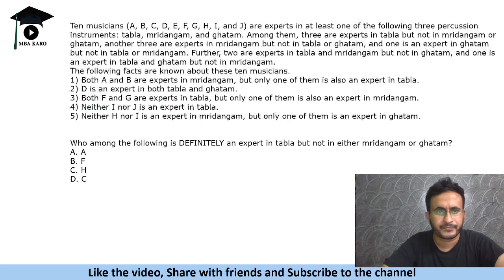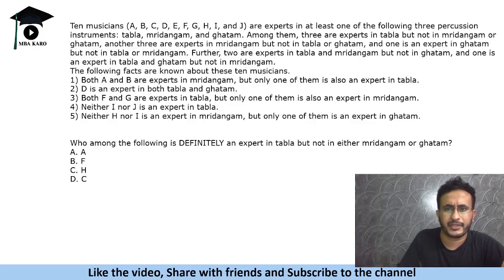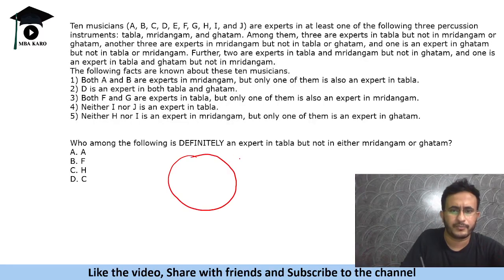So it says that there are 10 musicians. They are experts in at least one of the following three instruments: tabla, mridangam, and ghatam. Okay, and we are given that there are some common in them. Okay, so some three are experts in tabla but not in mridangam or ghatam, right? So these criteria are given to us, and based on this, we have to plot these people. Where do they fit into?